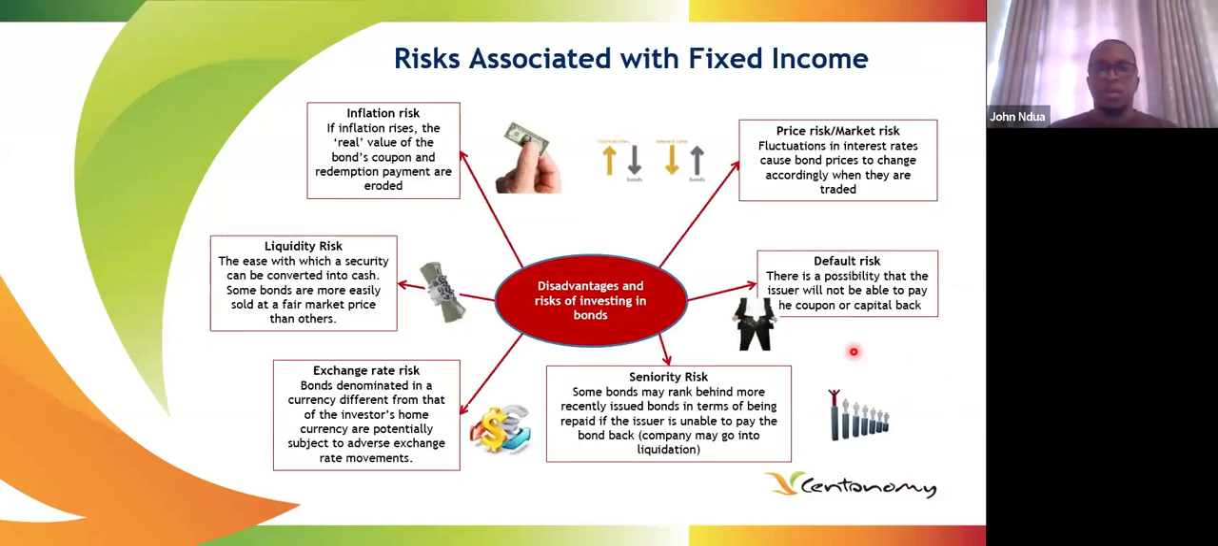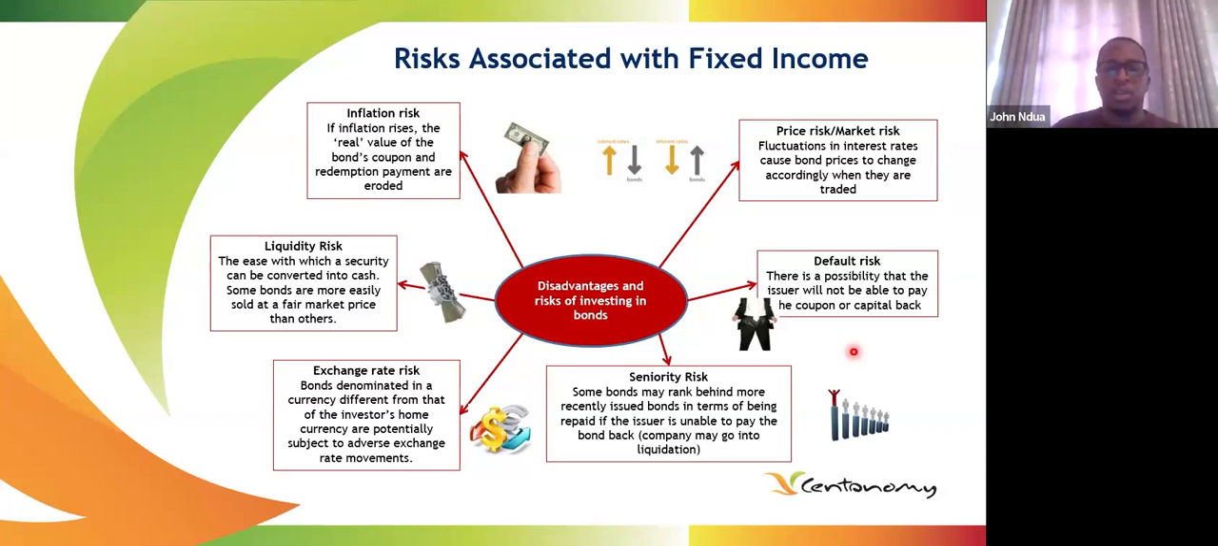So we have several risks involved with fixed income. And these risks come in many ways. However, with fixed income, they're actually very minimized. They're very low, because these usually tend to be very safe investments. The first one is inflation risk. Basically, this talks about when inflation is high, the real value of your money actually goes down. So you need to get an interest rate that is higher than inflation.